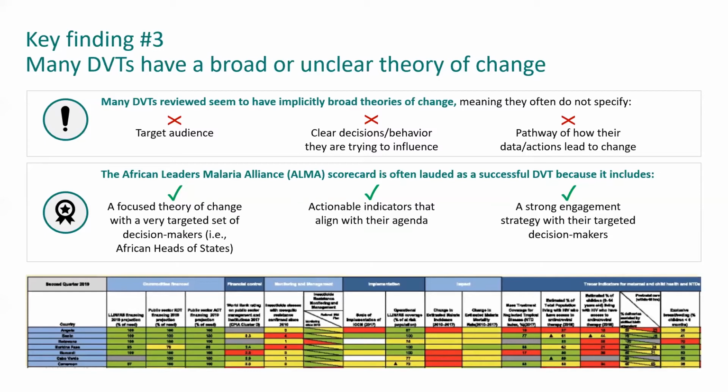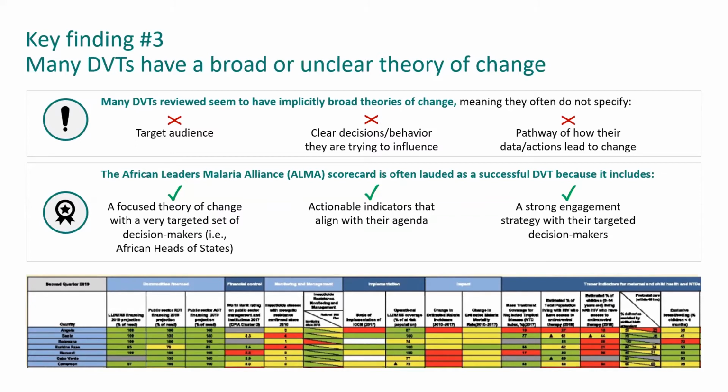And one example of a DVT that actually does a really good job on this, which we've not included in our review, given it's on malaria, but is a good example to keep in mind, is the African Leaders Malaria Alliance, ALMA, Scorecard, which is often lauded as a successful DVT because, first, it has a focused theory of change with a very targeted set of decision makers. So in this case, the African heads of state it is supporting. Second, it has actionable indicators that align with the agenda of these African heads of state.